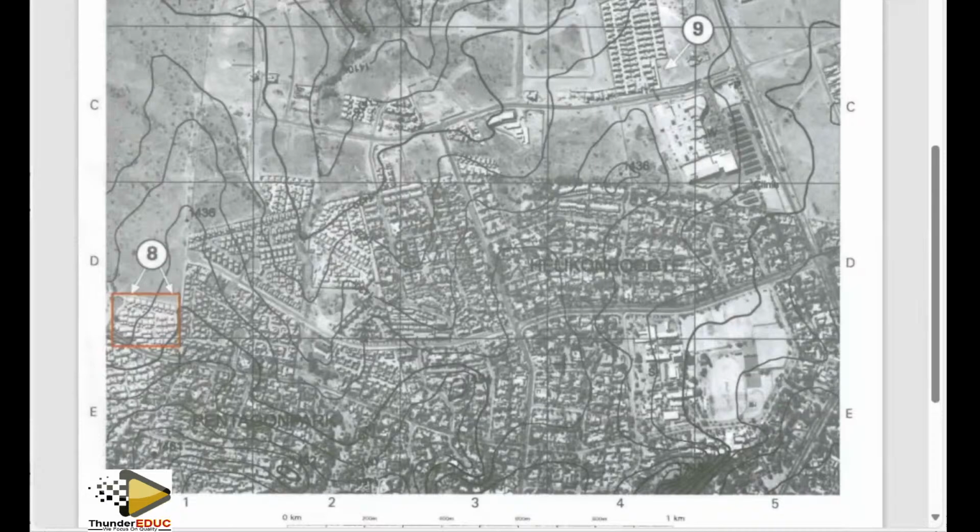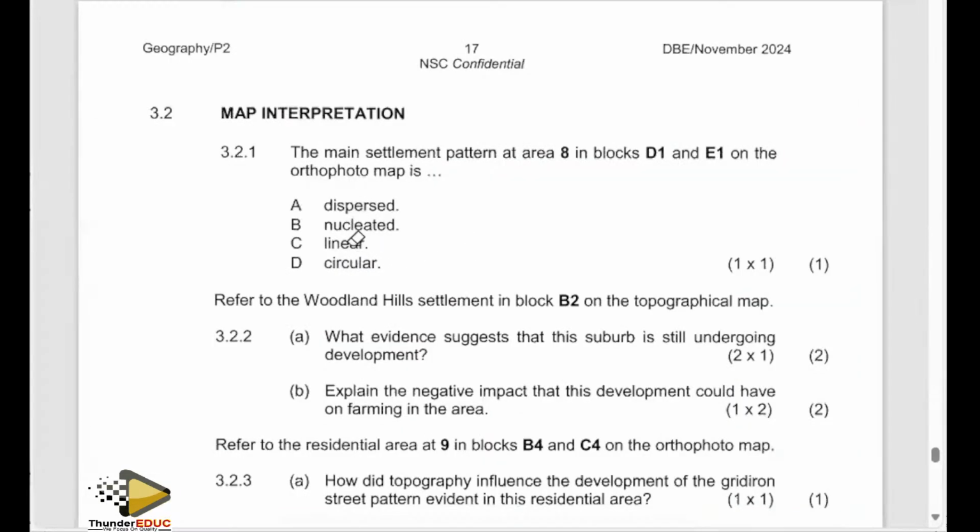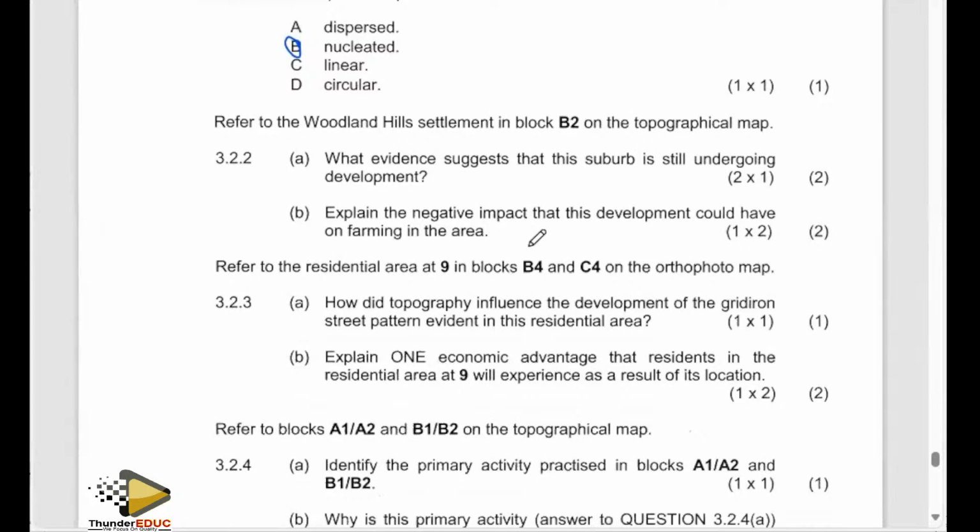So let's go to our responses. Right. Definitely, linear is out, circular is out, but these are shapes of the settlement. They are not patterns. So the correct pattern there, according to what we have seen, the houses are too close to each other. The response which is correct is nucleated. Right, let's go to the next one.